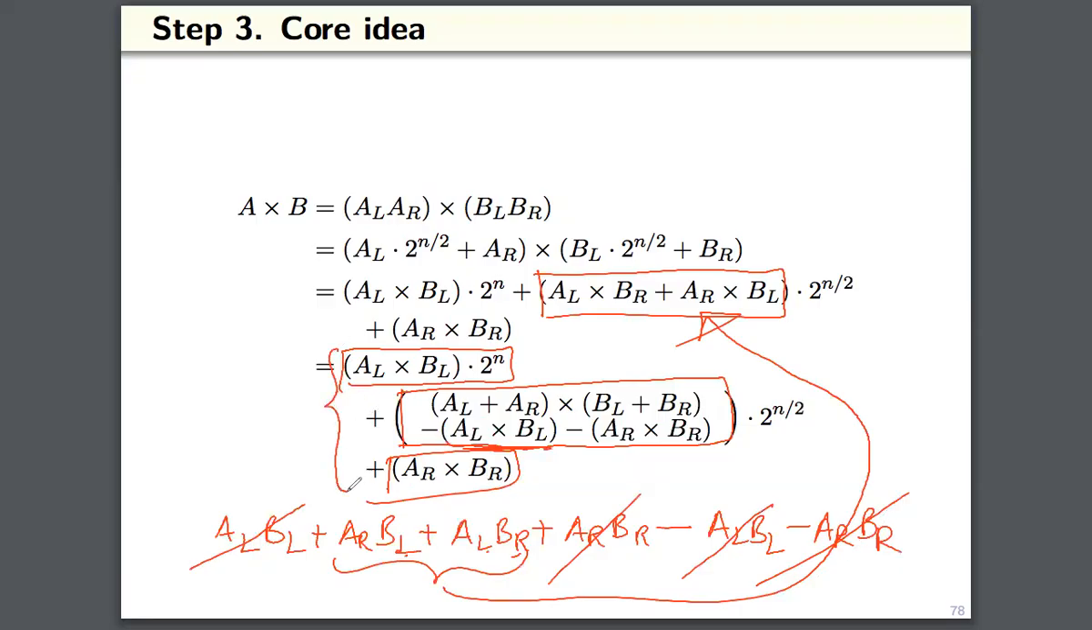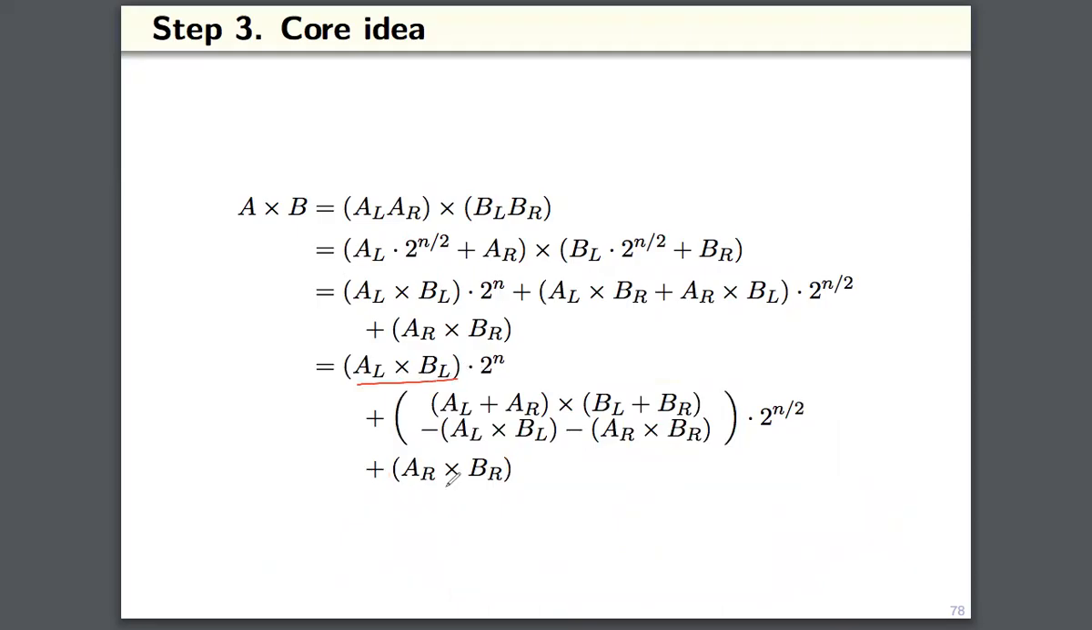So the expression here matches the expression here, but we are using only 3 multiplications. Of course, this is reused, this is reused. So we are not really computing it, we are reusing it. So only 3 multiplications we are recursively calling. What do we mean by 3 multiplications here? That means there are only 3 subproblems. There are only 3 child functions.